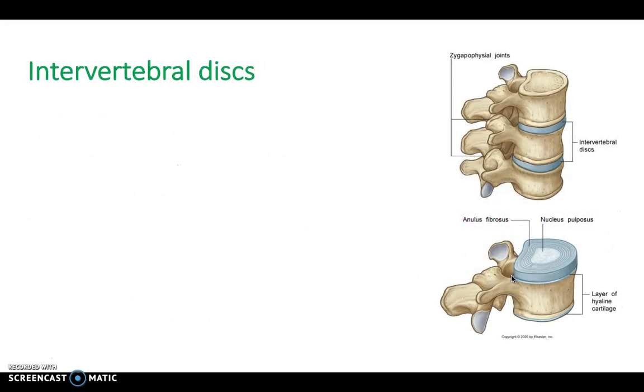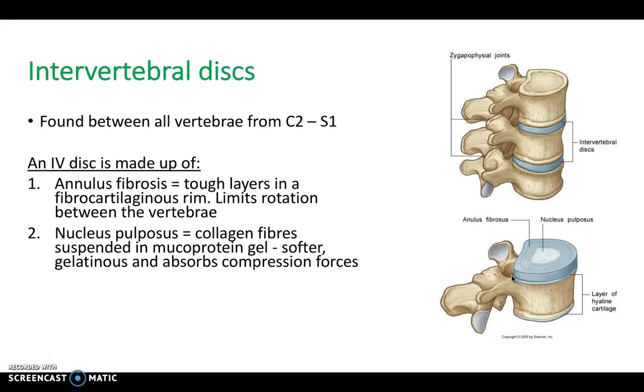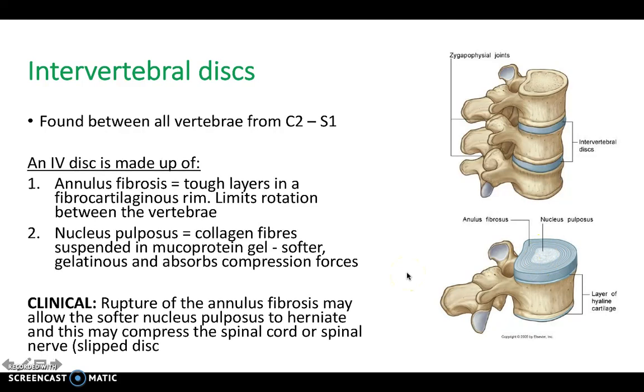And finally for this video we look at intervertebral discs. So these are found between all vertebrae from C2 to S1. An IV disc is made up of 2 parts. It's the annulus fibrosus, which is the tough layer of fibrocartilaginous rim, and it limits rotation between the vertebrae. And it's this outer circular part here. And in the middle you have the nucleus pulposus, and this is made of collagen fibres suspended in a mucoprotein gel, and it's slightly softer, gelatinous, and absorbs compression forces.